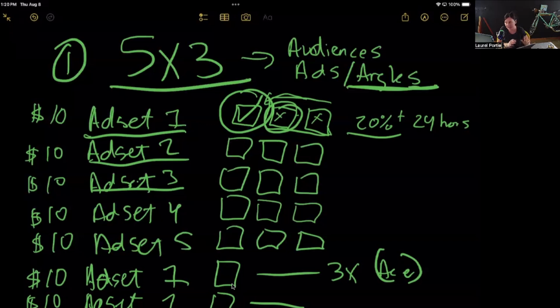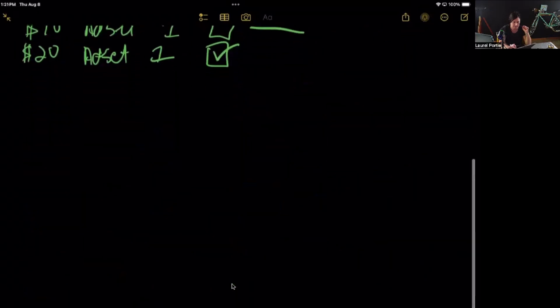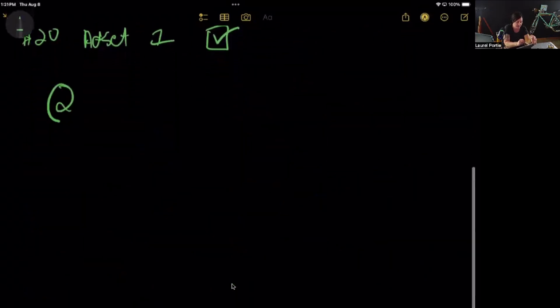Now, one of the things that you're going to figure out is like, okay, cool. I've got 3 ads and I've got 5 audiences. Scale is being able to produce more winning audiences and more winning ads. And so let me walk you through step 2. Okay. So here's step 2.